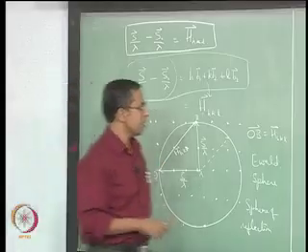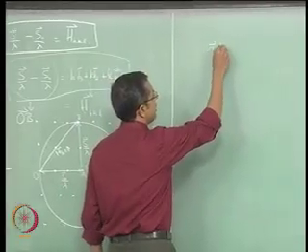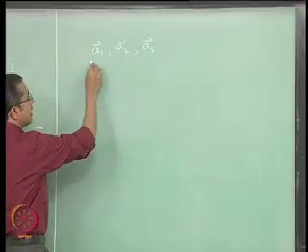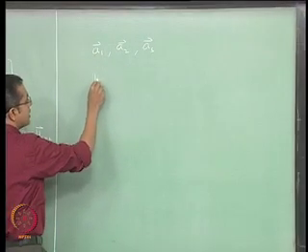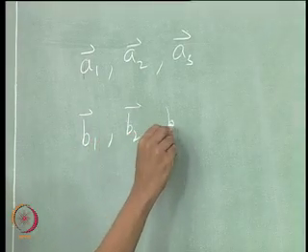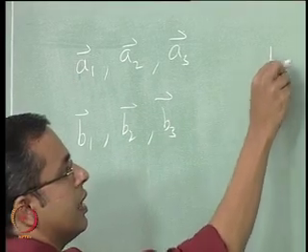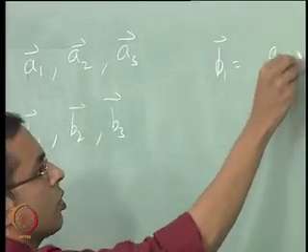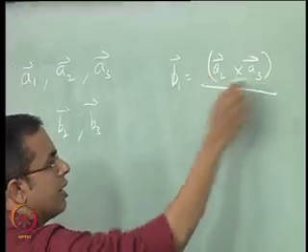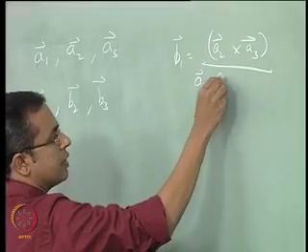So far we have simply said A1, A2 and A3 are real lattice vectors, which then give us a set of reciprocal lattice vectors B1, B2 and B3, based on the relationship that B1 is A2 cross A3 divided by the volume, which is simply A1 dot A2 cross A3.